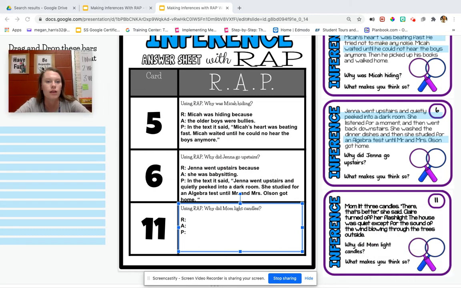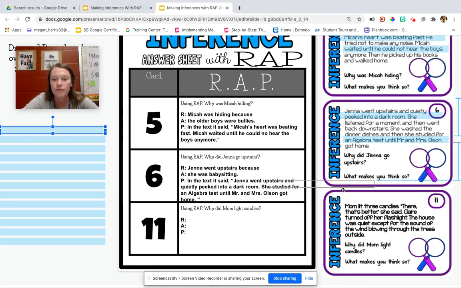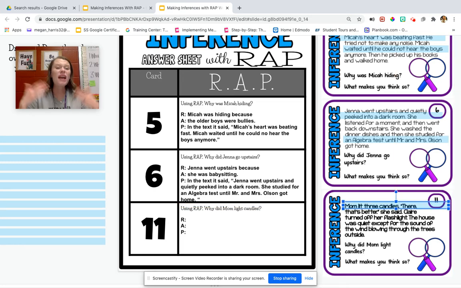Let me move my little camera. Okay, here we go. Using WRAP, why did Mom light candles? Mom lit 3 candles. Okay, again, a lot of us are wanting to take a highlight bar and put it right here. But guys, is that a clue? No, we already know that her mom lit the candles, right? It says it right there. Why did Mom light the candles? We already know that. So this is not a clue, okay?